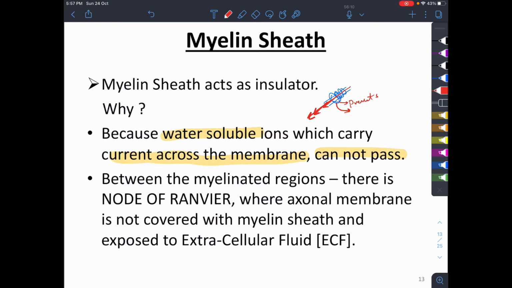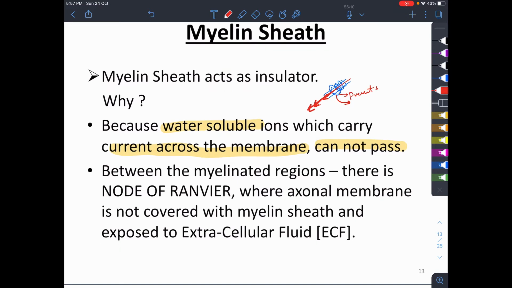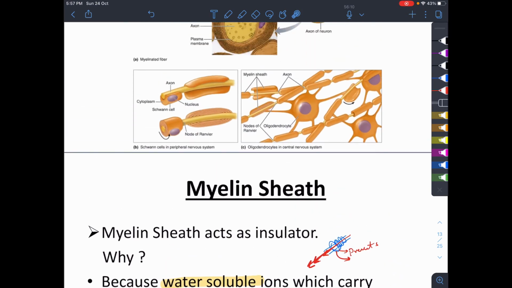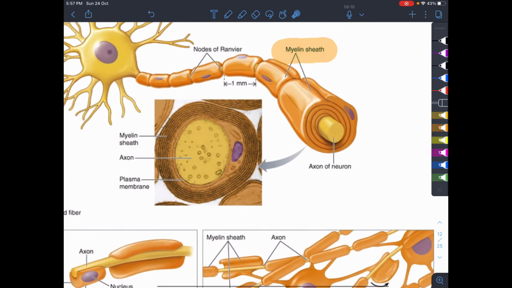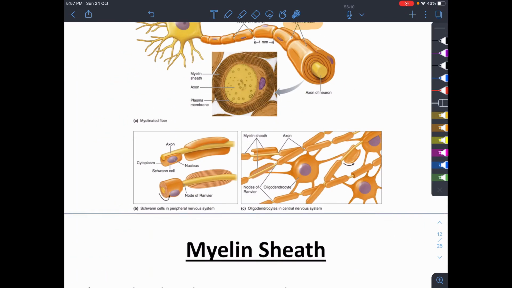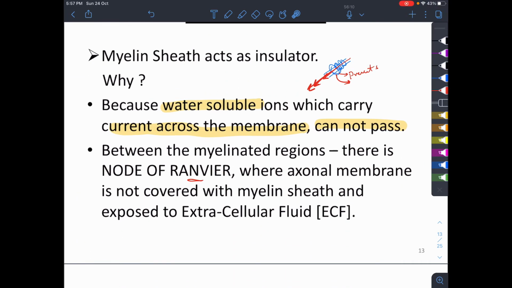So between the myelinated regions, there is a node of Ranvier. So this is also important. So if we go here, we can see that in between each myelin sheath and another, we have the node of Ranvier. The node of Ranvier is a zone where there is no myelination, where the axonal membrane is not covered with myelin sheath and is exposed to the extracellular fluid. This is the node of Ranvier.